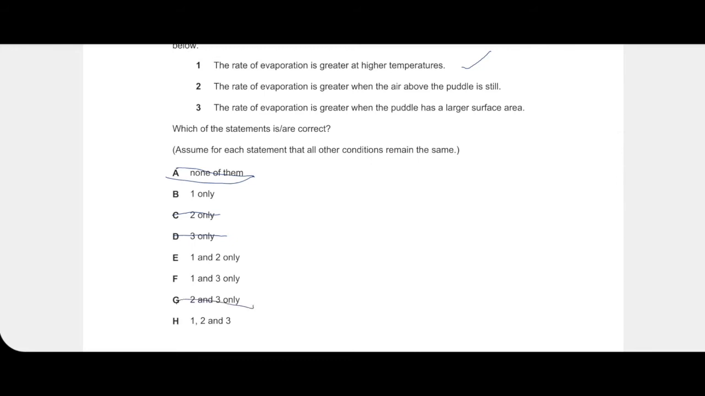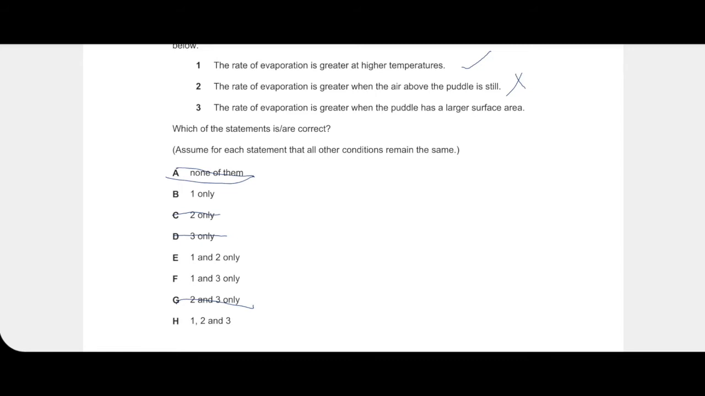Moving on, statement number 2. The rate of evaporation is greater when the air above the puddle is still. This is incorrect because if there's a convection current, if the air is moving and circulating, evaporation will occur a lot quicker. So number 2 is incorrect, and we could do some eliminating.